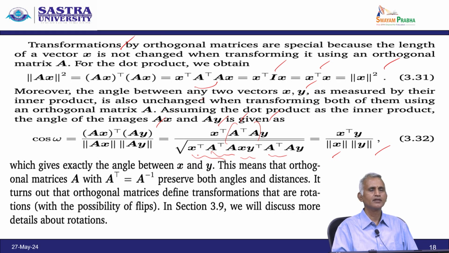This means that orthogonal matrices A with A transpose equal to A inverse preserve both angles and distances. Therefore, it turns out that orthogonal matrices define transformations that are rotations with the possibility of flips. In section 3.9 we discuss more about these rotations. That is all.